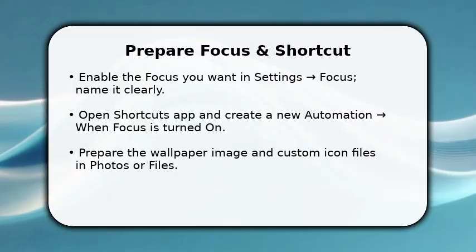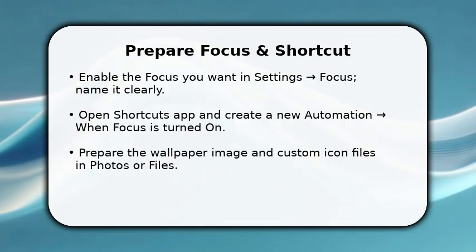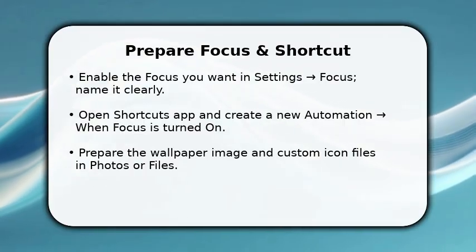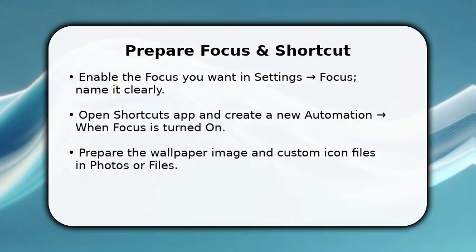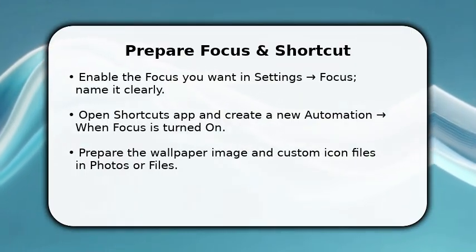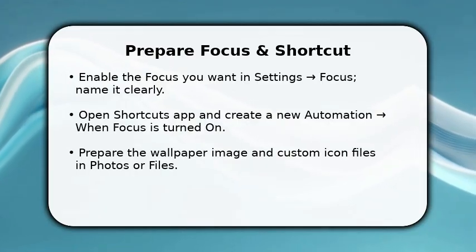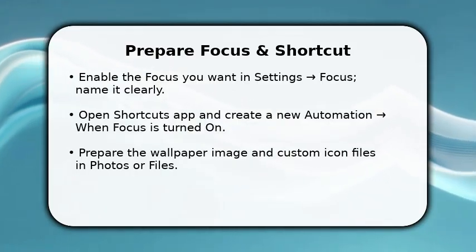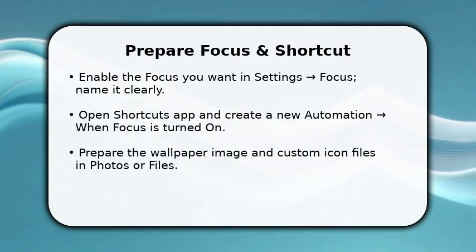Enjoy the video. You start by linking focus to an actionable shortcut. Open Settings, enable or create the specific focus mode you'll use. Make sure it's named clearly so you don't pick the wrong one. Once set, open Shortcuts and choose Automation, then New Automation, right arrow, when focus is turned on.